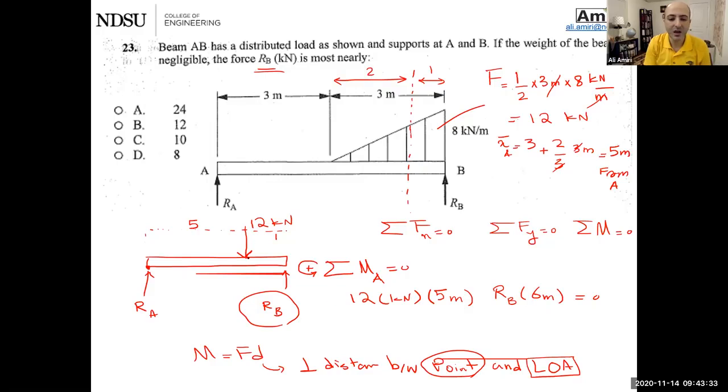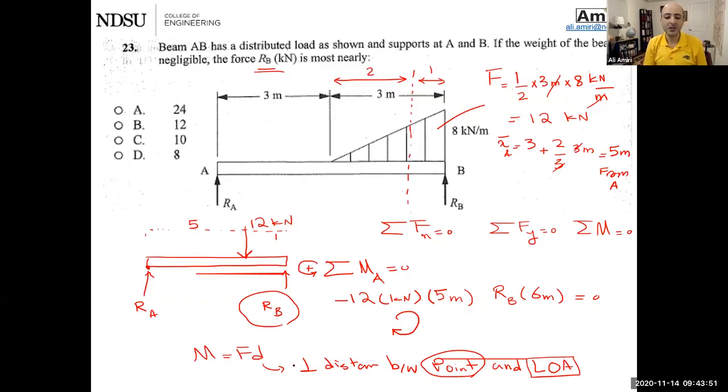So if you pin at point A and push down at point 12, it's trying to rotate the beam this way, or clockwise. Then I go back and check with my sign. I said anything that goes counterclockwise, I'm going to put plus. So I have to put a negative right there.